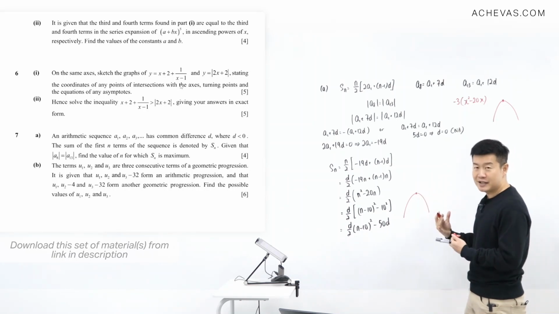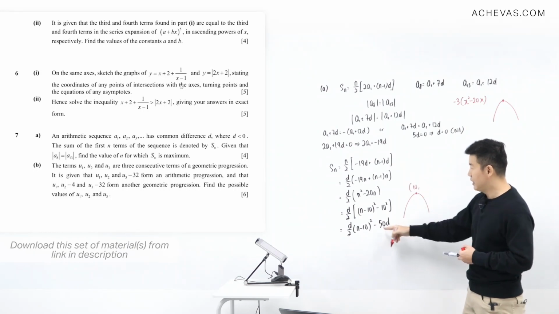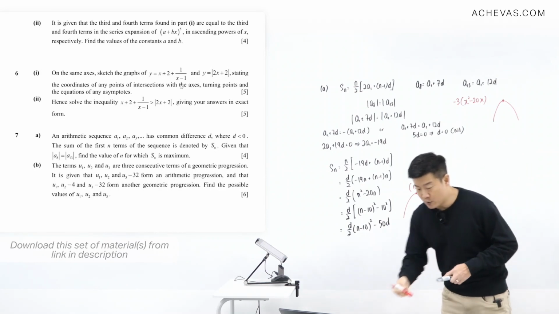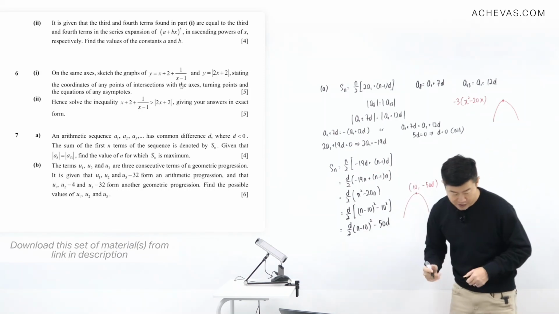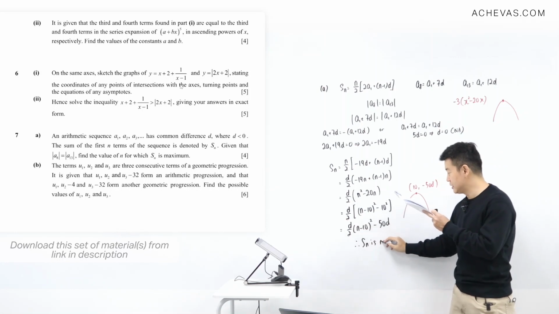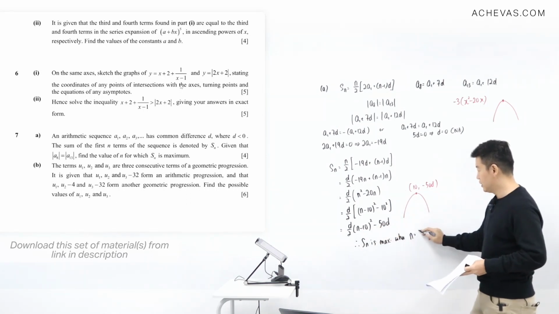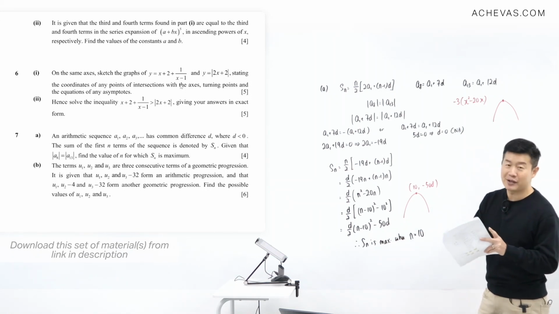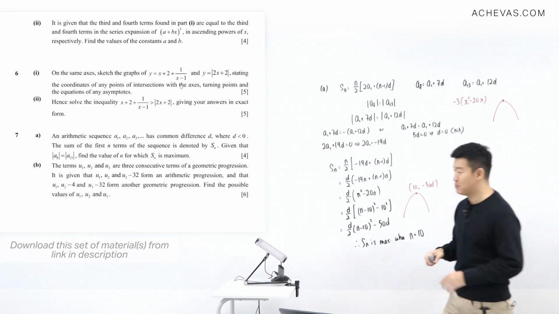And how do I find this maximum point? I read it from the completed square form, and that is when n is equal to 10 and Sn is minus 50d. So what the question asks for is, what is the value of n such that Sn is the maximum? So that is how I can answer it now. Therefore, Sn is maximum when n is equal to 10. 7a.